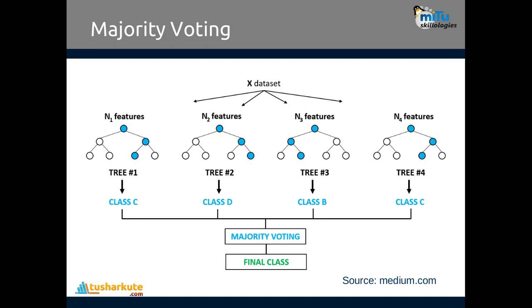You can see that two trees have given the output C. It means that the prediction for this data will be class C. That's what we call majority voting, and the final class is decided. So not a single tree, but n number of trees are created, and with the help of those trees, the prediction of the output is done.